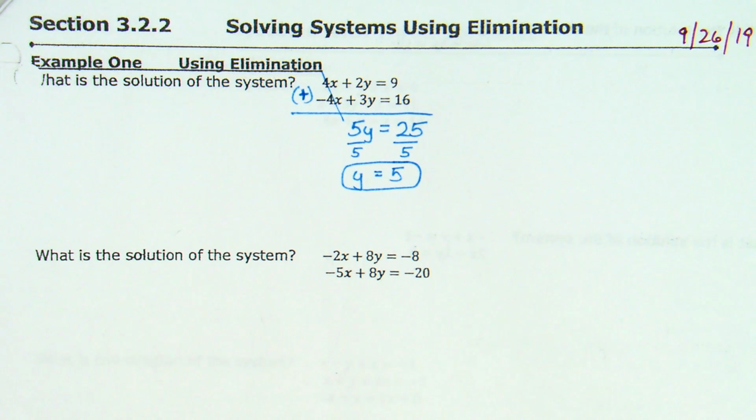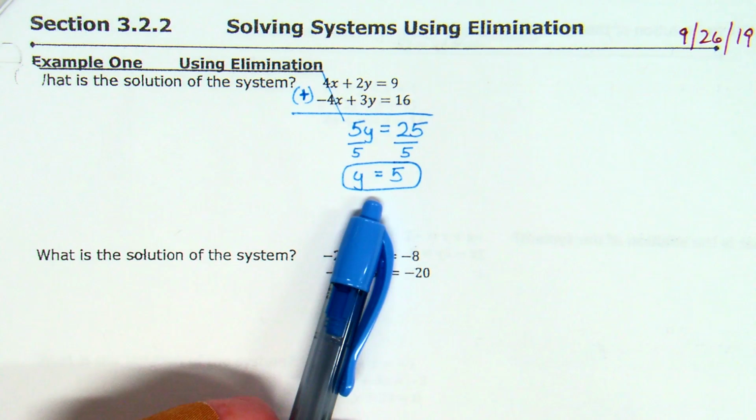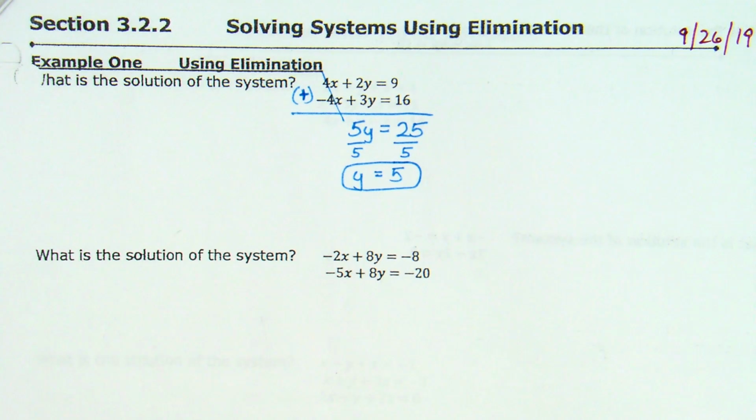Am I done with this problem? No. What kind of answer am I going to have in the end? X, Y, ordered pair, yes. We need both the X and Y. So I have Y here. Thoughts on how you want me to find X? Jake? Plug it in where? Either one of the equations. Okay. So we're going to take that Y equals 5, and we're going to plug in or substitute it into one of the original equations. It's your choice. Which equation looks nicer to you?